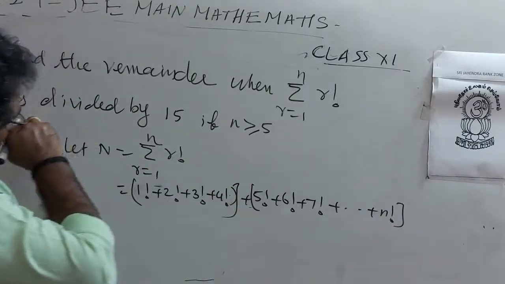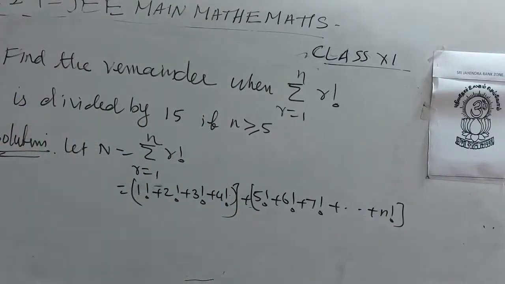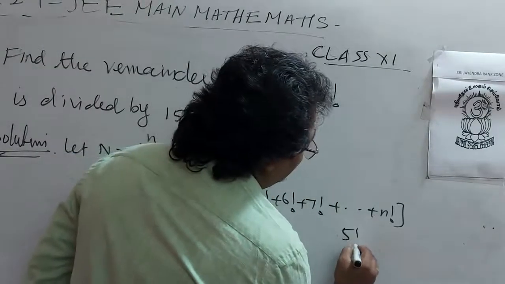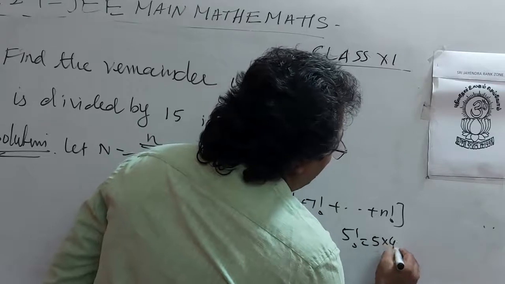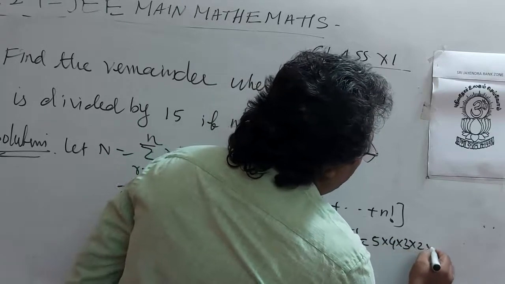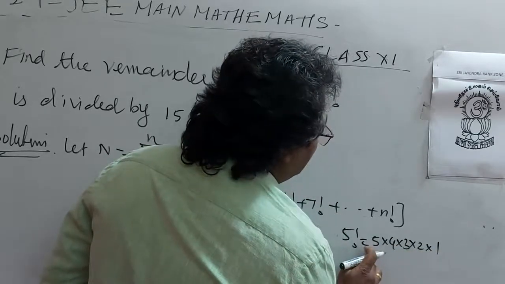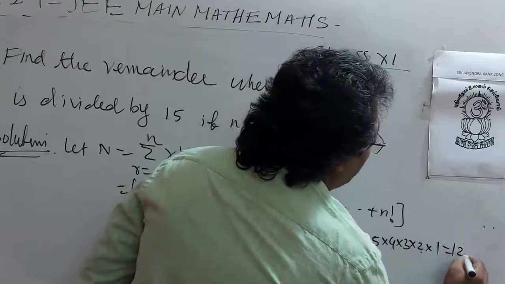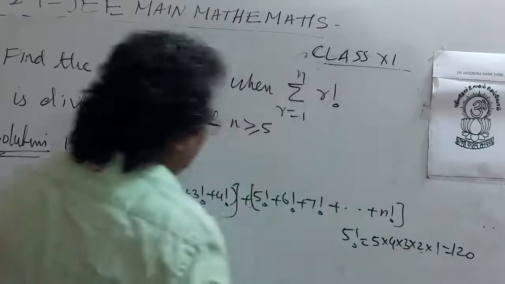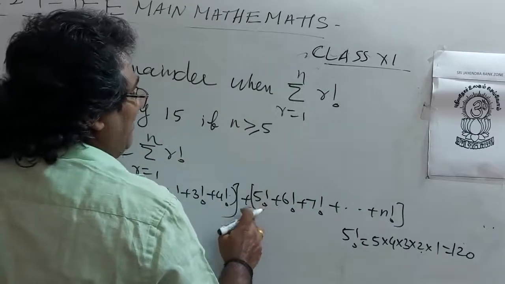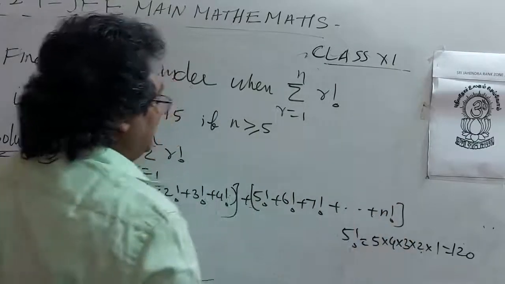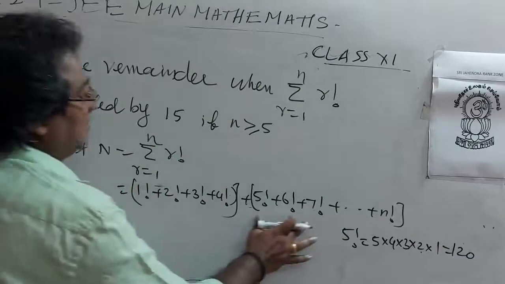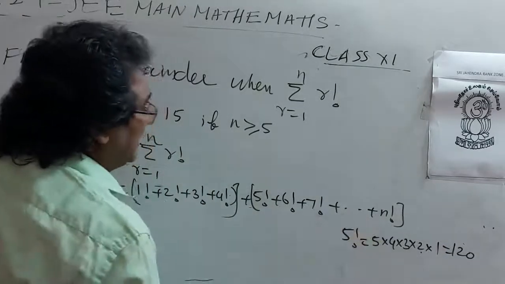5 factorial means 120, that is divisible by 15. 5 factorial means 5 into 4 into 3 into 2 into 1, that is 120, which is divisible by 15. So we can take 5 factorial common in all the other terms. Therefore, this will be divisible by 15.